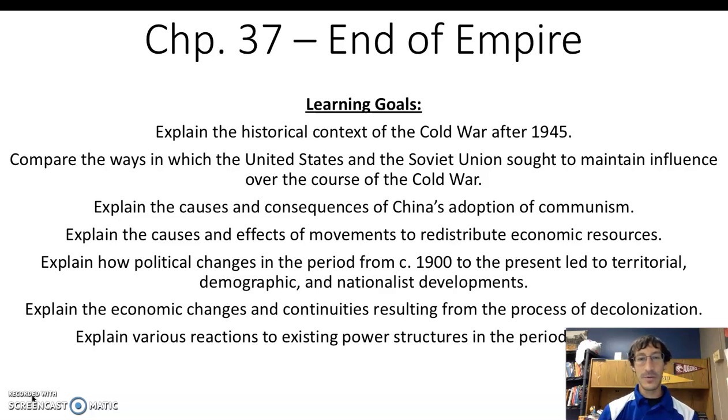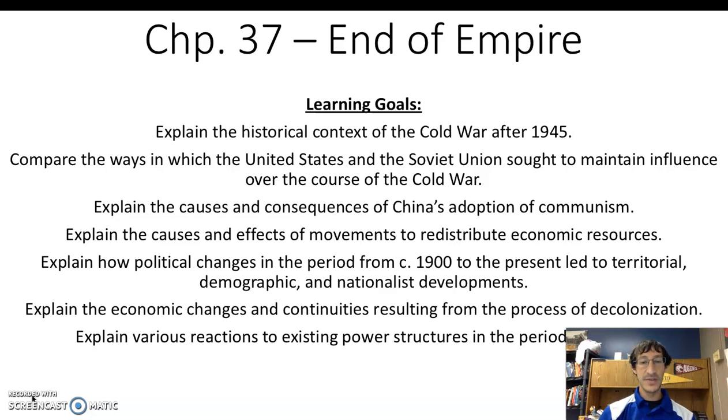To explain the historical context of the Cold War after 1945, comparing the ways in which the U.S. and the Soviet Union sought to maintain influence over the course of the Cold War, so pairing in those ideas. Coming back and talking further about the causes and consequences of China's adoption of communism, especially looking at reactions in China and efforts to industrialize, successes and failures of that. Explaining the causes and effects of movements to redistribute economic resources. So again, that'll be very impactful in terms of China, but also within Africa.